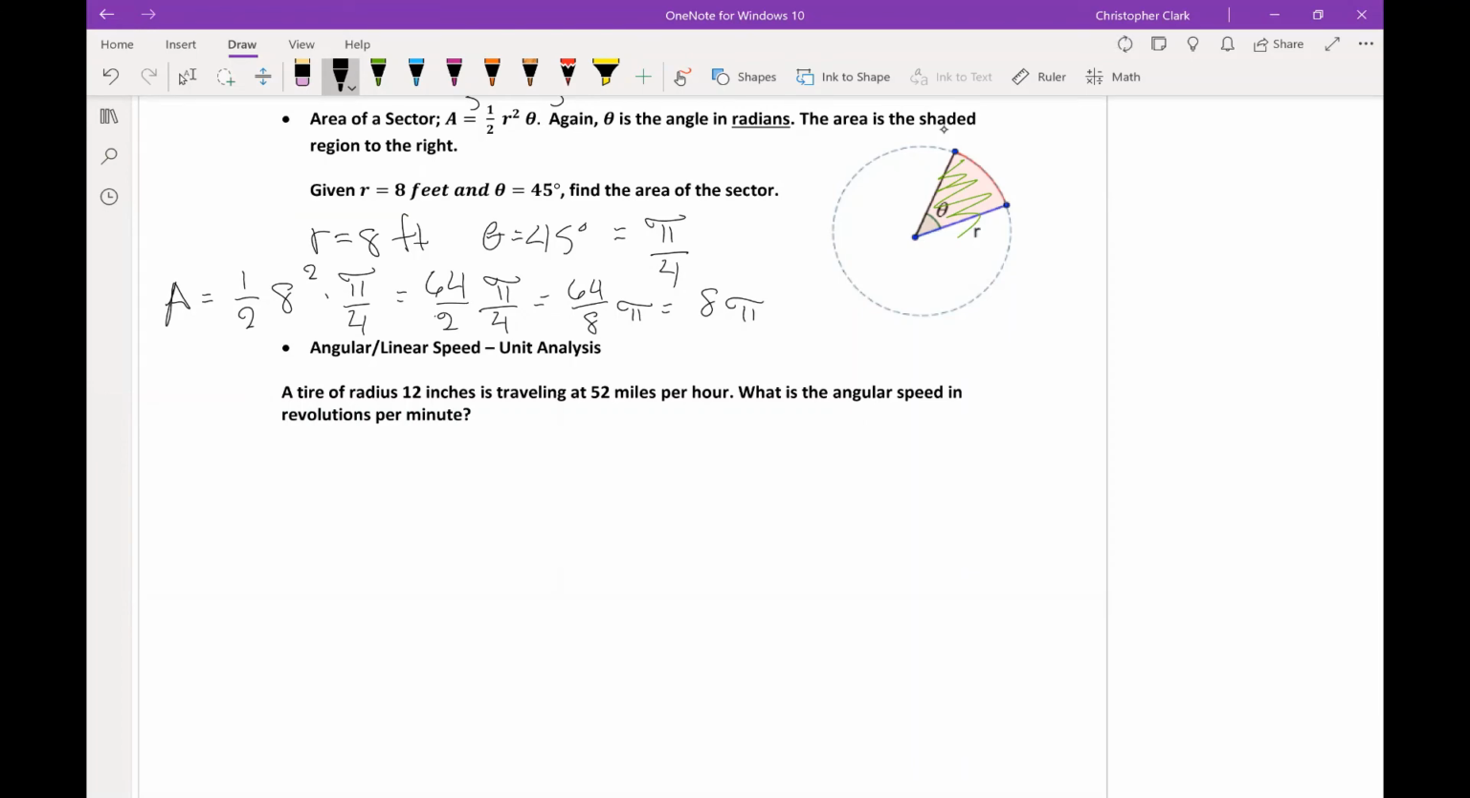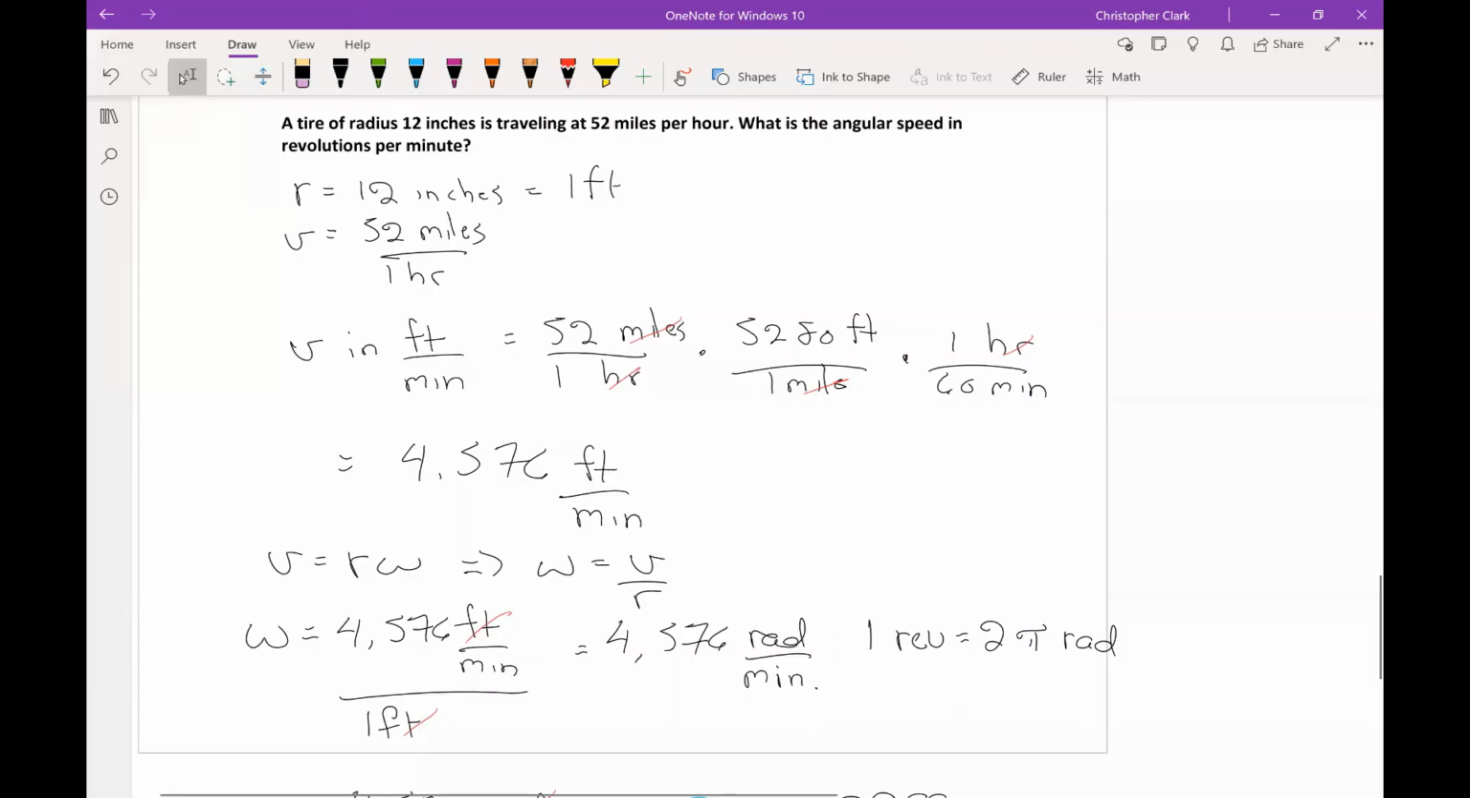All right, so for this next one, I decided to go ahead and write it all out and then just go through it to save us a little bit of time. So a tire of radius 12 inches is traveling at 52 miles per hour. What is the angular speed in revolutions per minute? That's really important because we're going to have to do quite a bit of dimensional analysis in this, right? And dimensional analysis means just playing with our units.